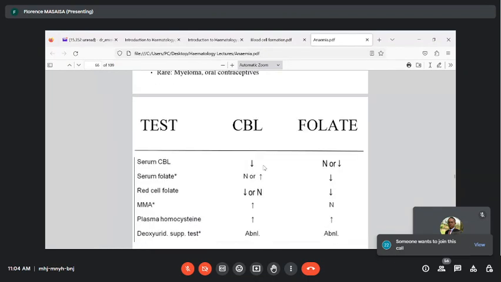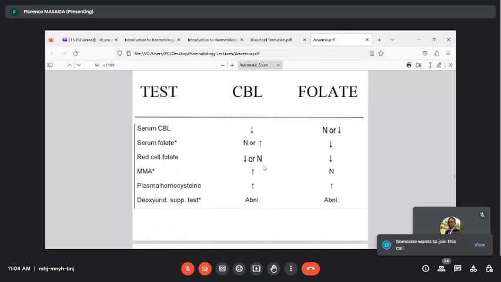So this is just the comparison between deficiency in cobalamin and in folate. When you have deficiency of both, you will have increased plasma homocysteine because they both interfere with the conversion of homocysteine to methionine. But for cobalamin, methylmalonic acid will be increased, while in case of folic acid, it will be normal. Then you should also measure the cobalamin and the folic acid levels separately.